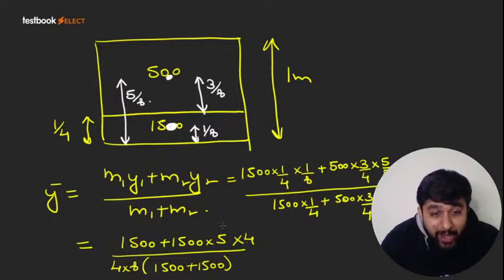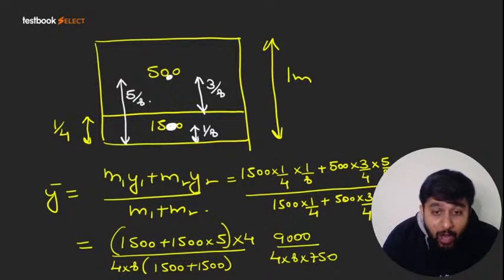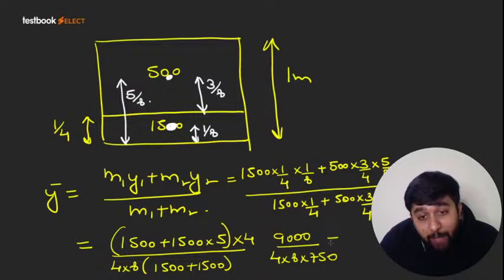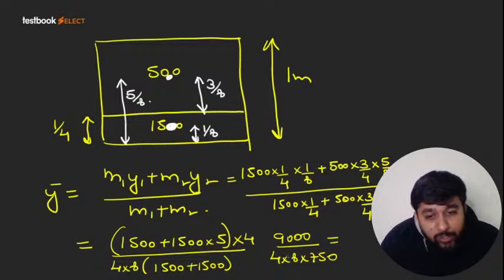So you can simply write 1500 plus 7500, that is 9000. 9000 divided by 4 into 8, into 750. And what will happen? I think 750. So let me solve it.